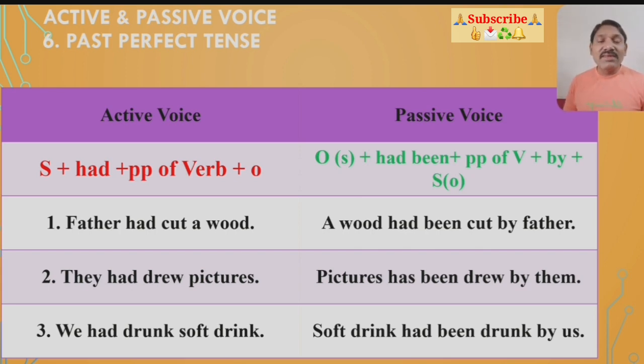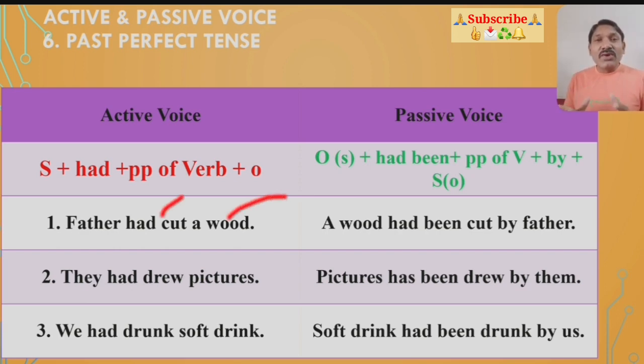And in passive voice, the structure of the sentence will be object plus had been plus past participle of verb plus by plus subject. Okay, so let's have the examples. Father had cut a wood. In this sentence, father is a subject, the doer of the action, had cut is a verb, and the verb cut is the past participle. Cut, cut, cut. Cut present form, cut past form, cut past participle. So father is subject, had cut is a verb, a wood is an object.